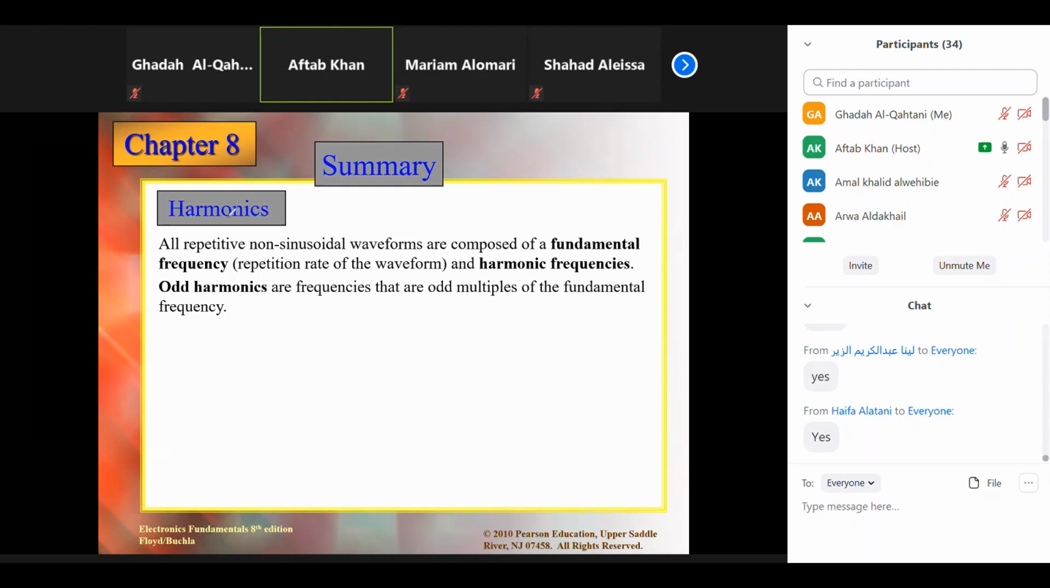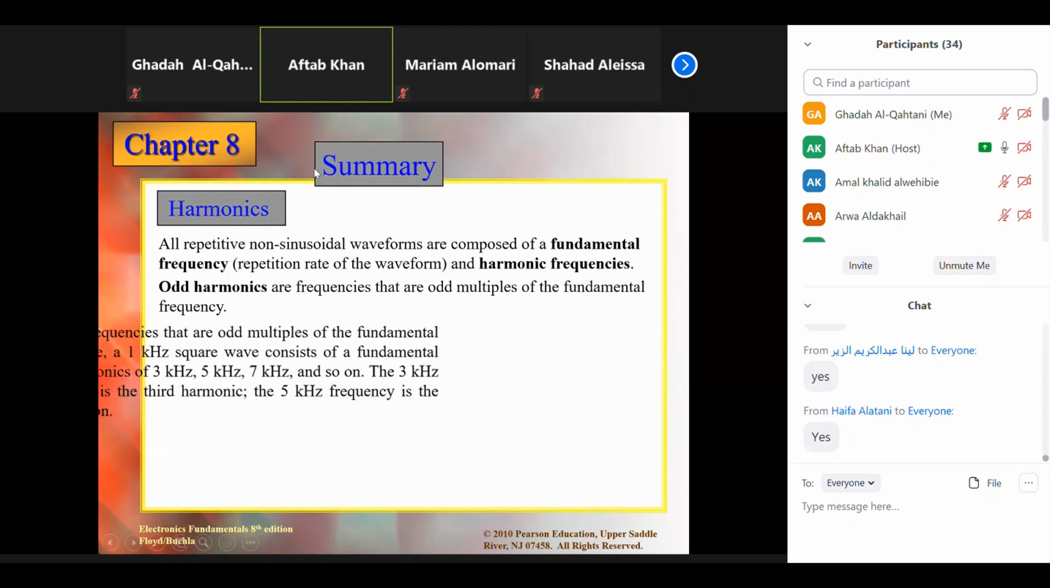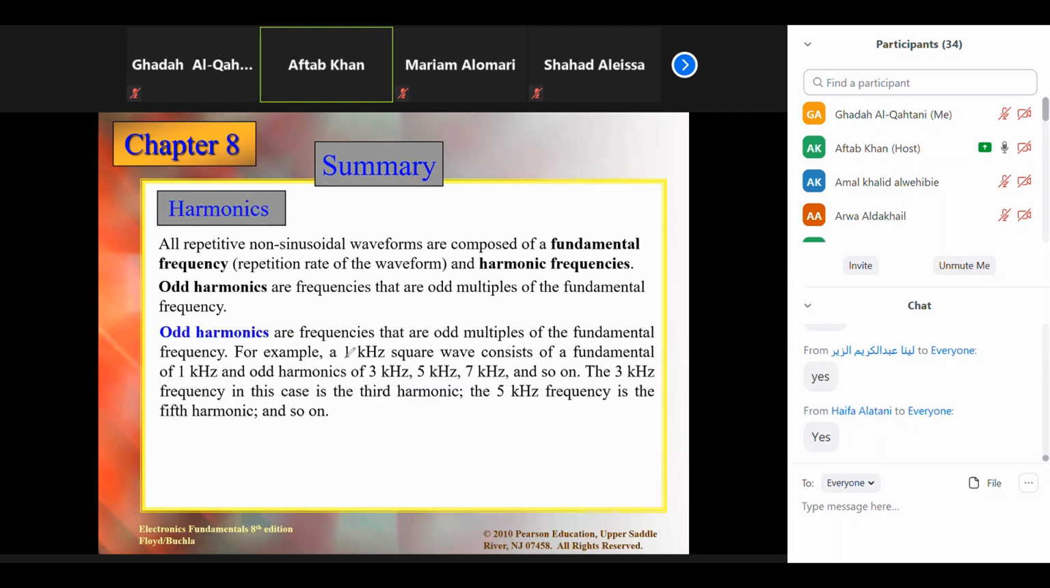So all repetitive non-sinusoidal waveforms are composed of fundamental frequencies and harmonic frequencies. There are two kinds of harmonic frequencies, odd harmonics and even harmonics, and I will tell you about them now, along with the fundamental frequency. See now. If I have a waveform whose frequency is 1 kilohertz, what are the odd harmonics?